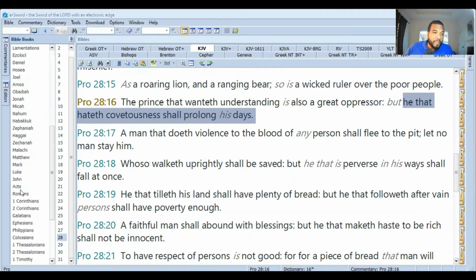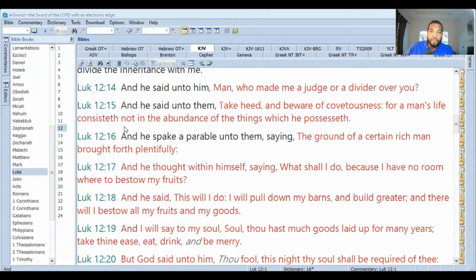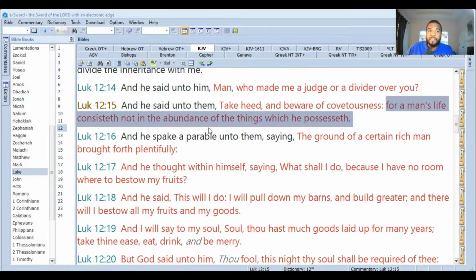Let's go to the book of Luke real quick. Luke chapter 12, verse 15. So it says, he said unto them, take heed and beware of covetousness. For a man's life consists not in the abundance of the things which he possesses. A man's life does not consist in the abundance of things that he possesses.